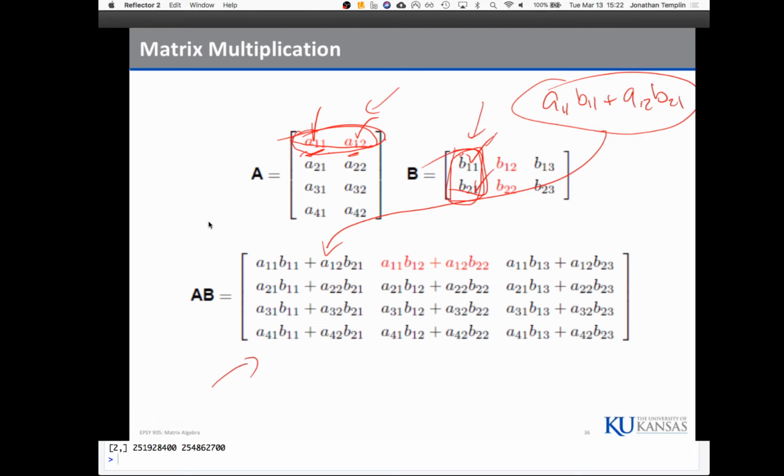So here, the second row of A times the first column of B results in the numbers that show up in the second row and the first column of the resulting matrix. Right? A21 times B11 plus A22 times B21. And so on and so on. So again, A was a size 4 by 2 matrix, B was a size 2 by 3, so first of all, they can multiply because the columns of A match with the rows of B, and this resulting matrix gives us something that is a size 4 by 3.